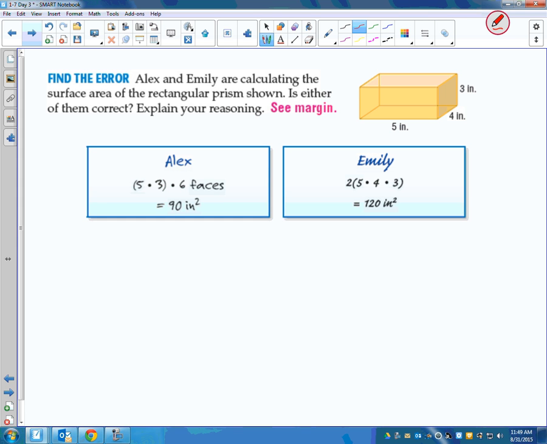All right, so C margin it says because this is from the answer book. Alex and Emily are calculating the surface area of the rectangular prism shown. I want you to think about this for a minute. Is either of them correct? Explain your reasoning. So maybe you could calculate the surface area and then see what you think about Alex and Emily, quietly, by yourself, for a moment.